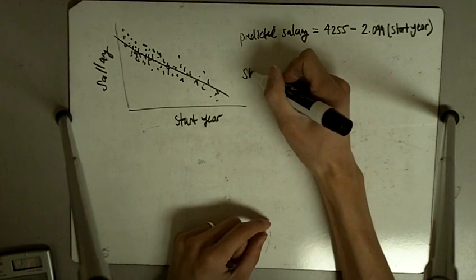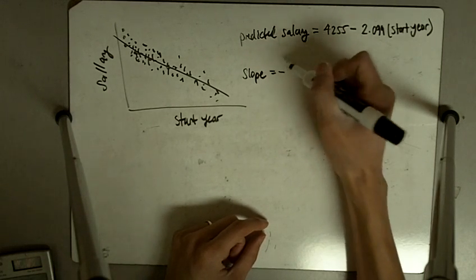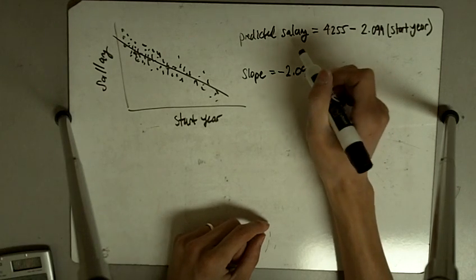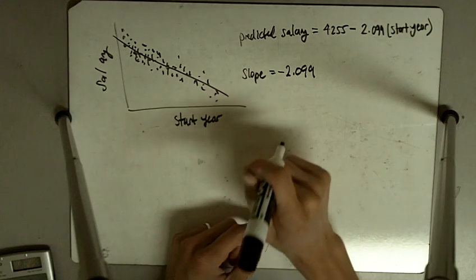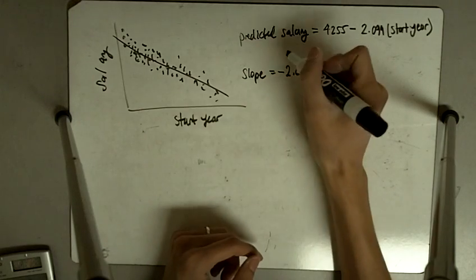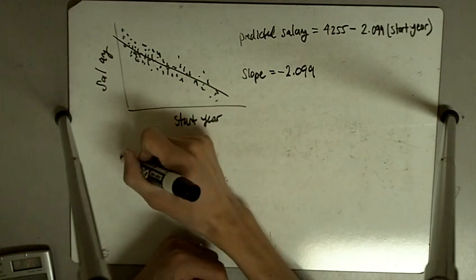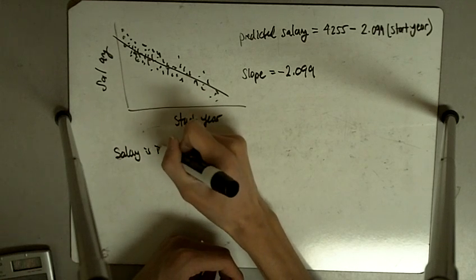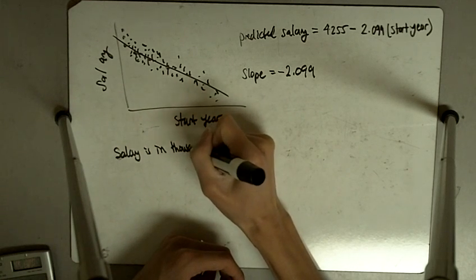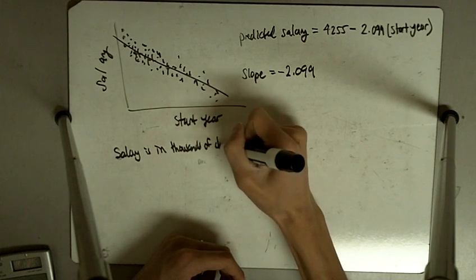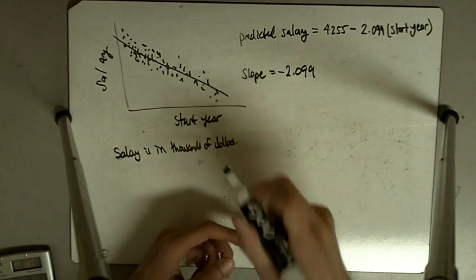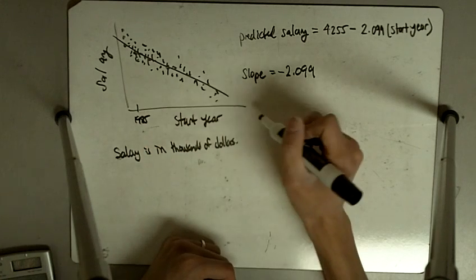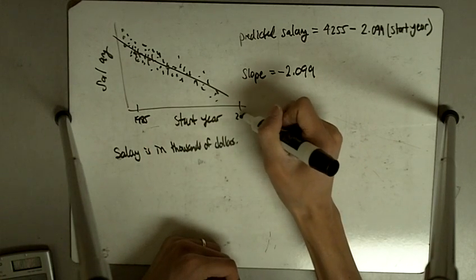Alright, so the slope is equal to negative 2.099. Now our predicted salary is measured in thousands of dollars. So salary is in thousands of dollars, and the start year is just the year. It says things like 1985 all the way up to, you know, close to 2010.